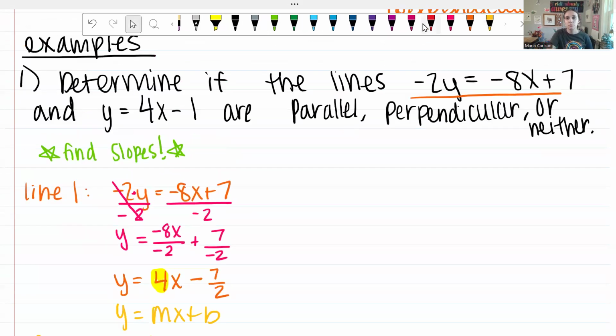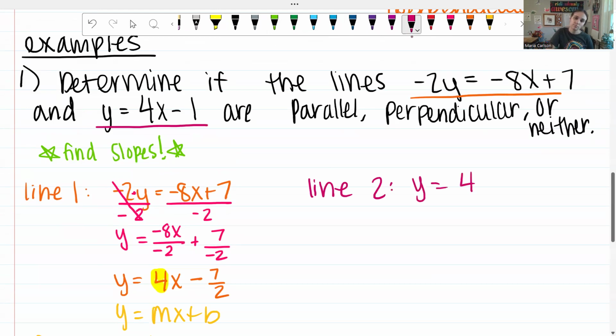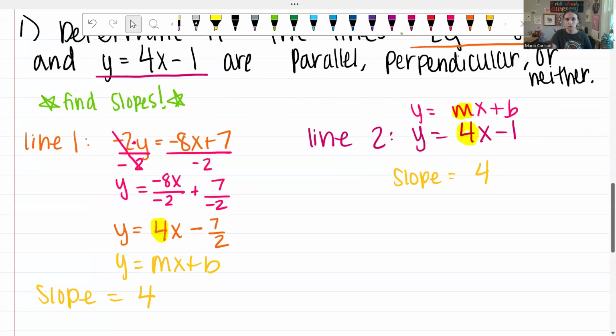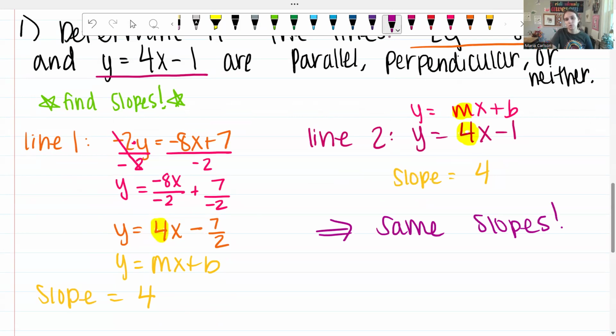Line 2 is a little bit more straightforward. Line 2 has the equation y equals 4x minus 1. And this is also in the form y equals mx plus b. So we can find that slope, that m, it is also 4. So this also has a slope of 4. So because these slopes are equal, same slopes, these lines are parallel.